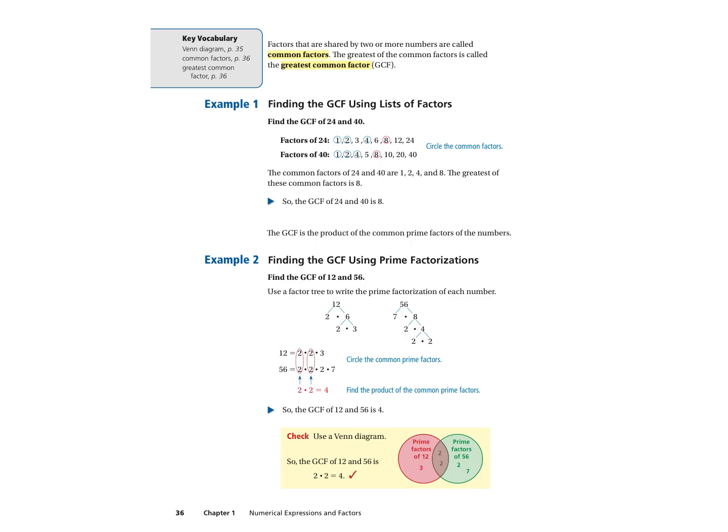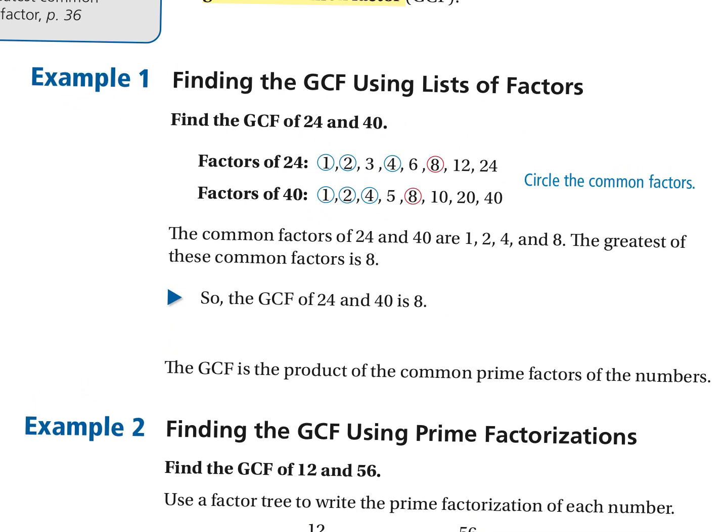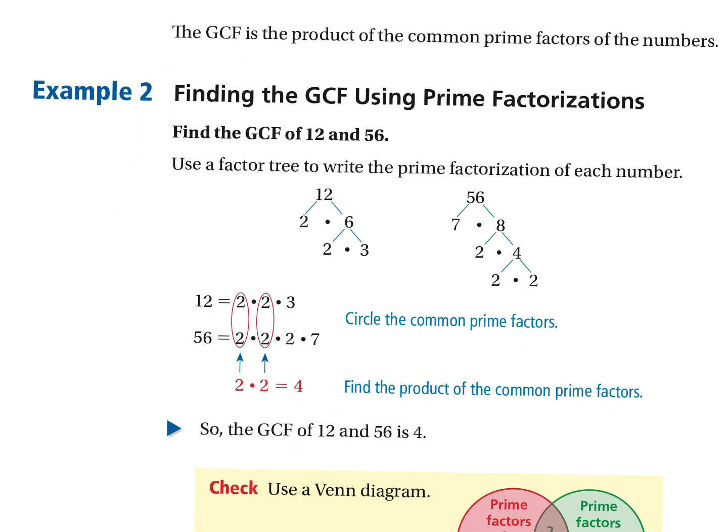Okay, here's where we're starting for real. We have already looked at how to find GCF on the notes page that we just did. They list them out straight like this, and then they circle all the ones they have in common. It's telling you right now the GCF of 24 and 40 is 8. It's also giving us an example of using prime factorizations to find GCF. So this kind of goes along with that Venn diagram method we just looked at.